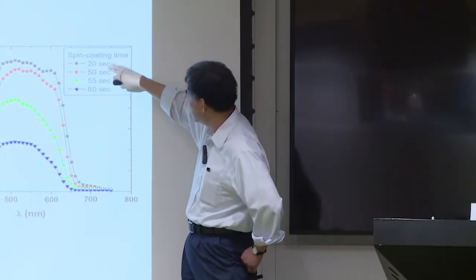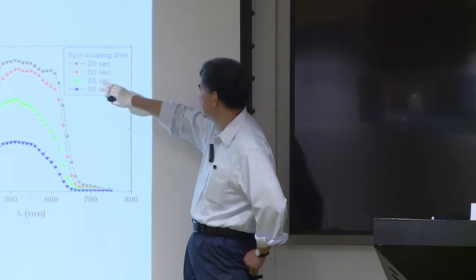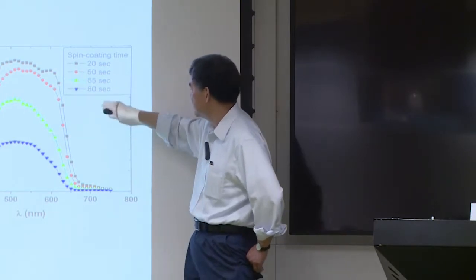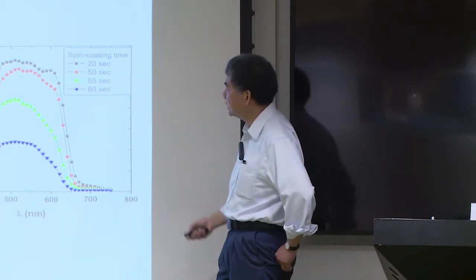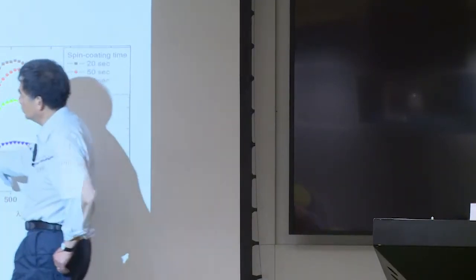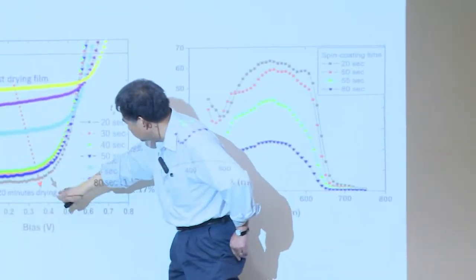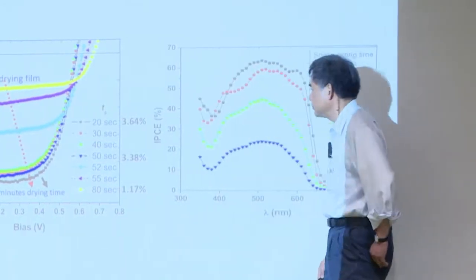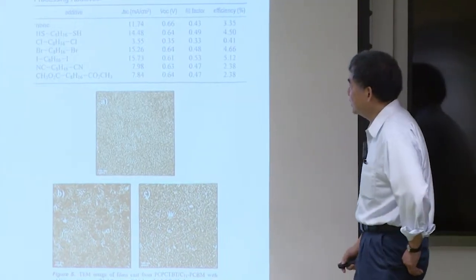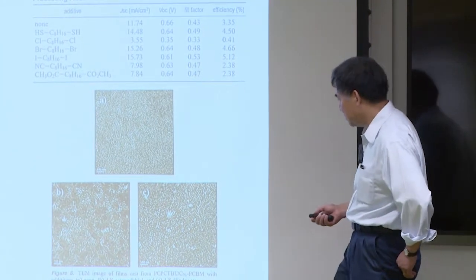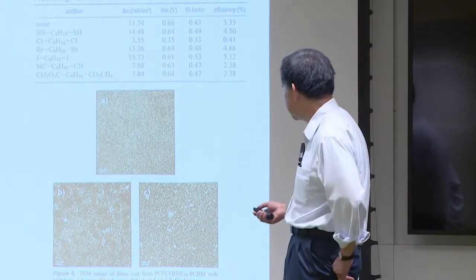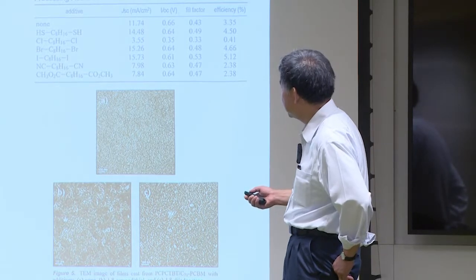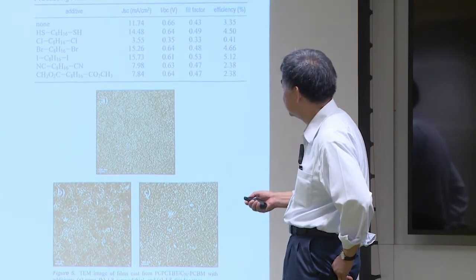The slower the spin coating time, for example 20 seconds, your film is still wet. At 80 seconds, the film is already dry. Corresponding to that, the longer you let the film dry, for example 20 minutes of drying time, you have the highest solar cell efficiency. Later, I believe this is Jiang's paper, or maybe it's our paper, they found that putting in an additive can help the formation of the morphology.